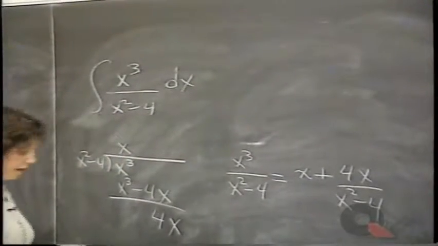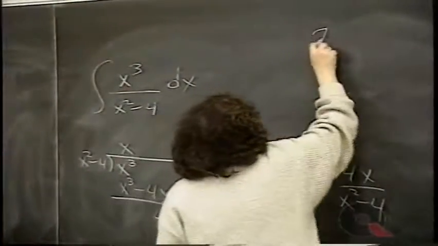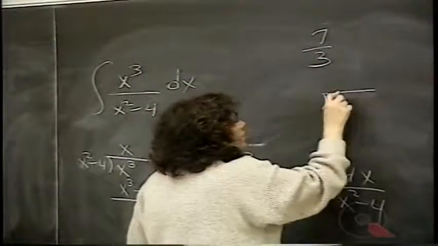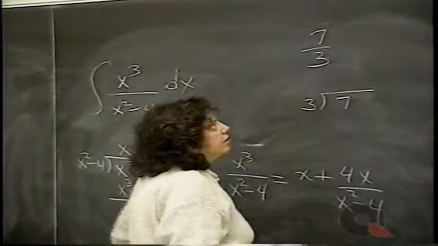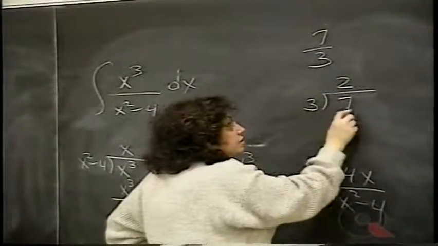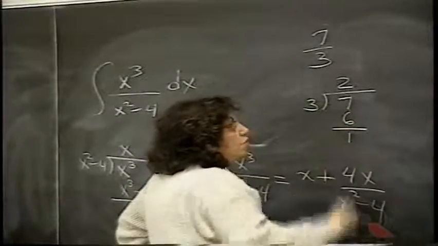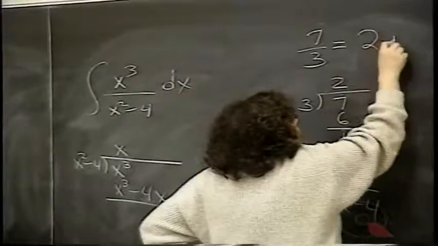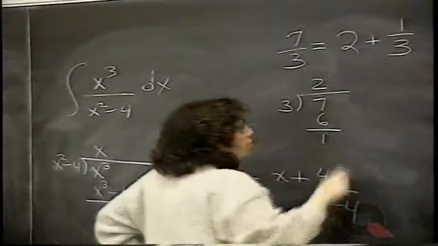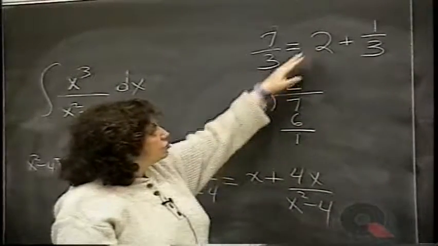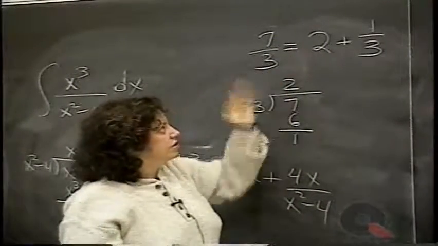The same way, if I had, for example, 7/3, this means 7 divided by 3. How many times does 3 go into 7? Twice. 2 times 3 is 6. Subtract, 1. We can rewrite this as the quotient 2 plus the remainder over the divisor, 2 and 1/3. This is, of course, equivalent to this. 2 is really 6/3, and 1/3 is 7/3.